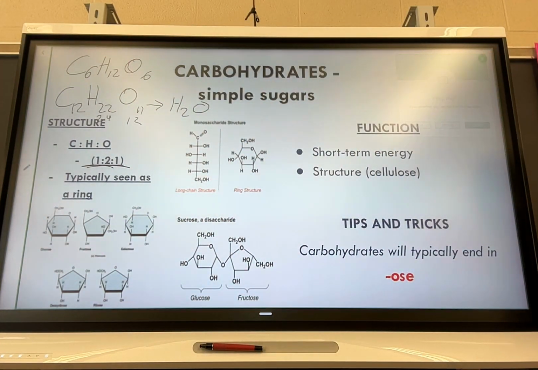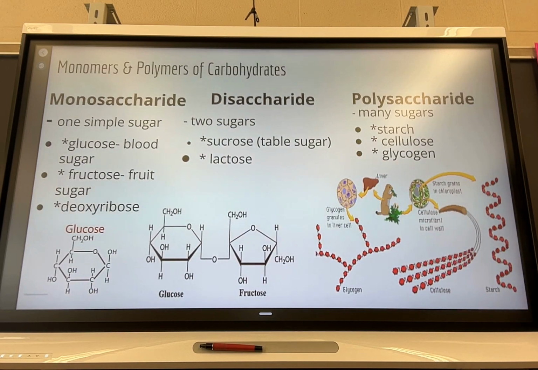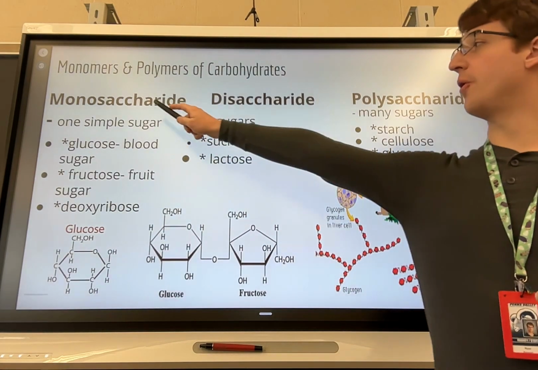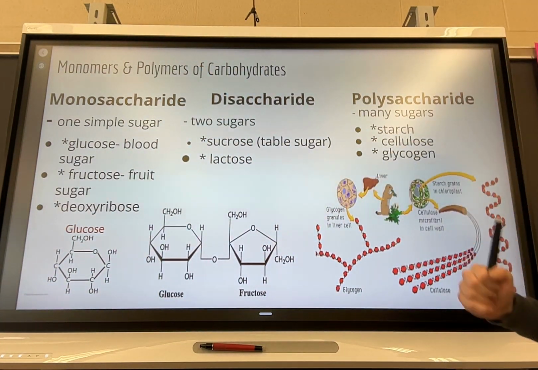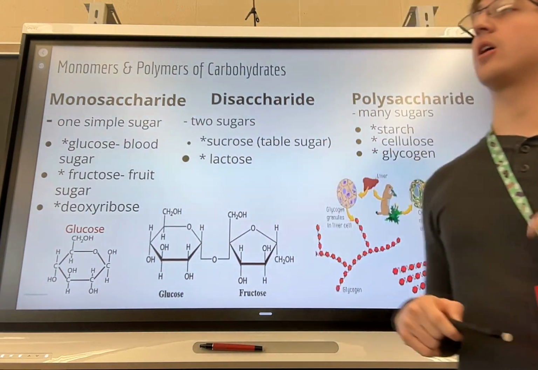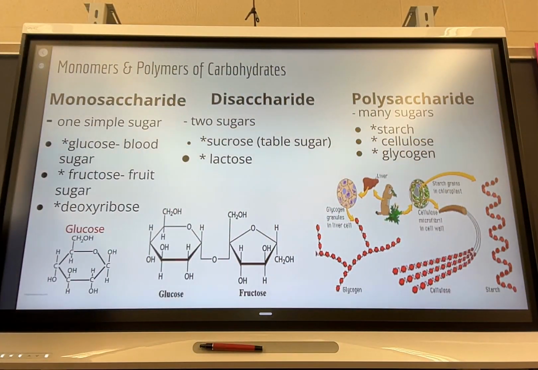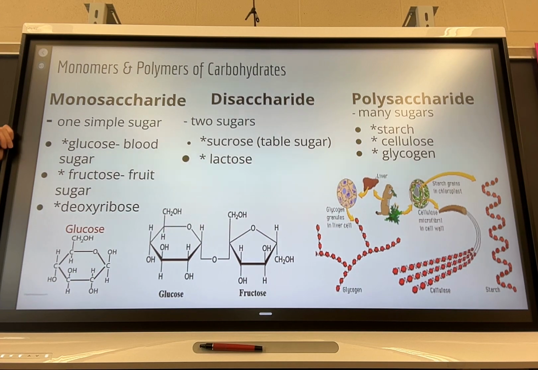And a trick for recognizing carbohydrates, if you ever see a molecule that ends with OSE, typically that is going to be a form of a carbohydrate. Couple examples. Our monomers are called monosaccharides. Monosaccharides means simple sugar. So this is going to be 1 simple sugar. A couple examples of those. We have glucose or blood sugar. We're going to talk about glucose a lot throughout the semester. Not just in this unit, but in cellular respiration, photosynthesis, all sorts of different processes are going to use glucose.